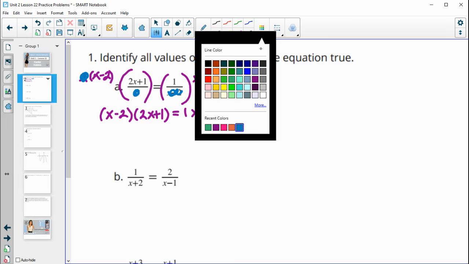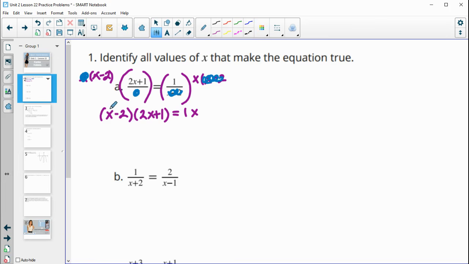And when we do that, you can put this in the box to multiply. I'm just going to distribute the x to the 2x. So that's going to be 2x squared. And I'm going to distribute the x to the 1, and that's going to be plus 1x. Then I'm going to distribute the negative 2 to the 2x, so that's going to be negative 4x. And then negative 2 times 1 is negative 2. And then we still have equals this 1x.